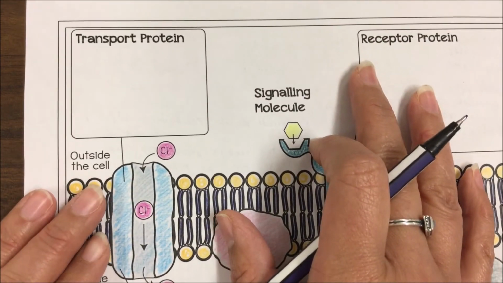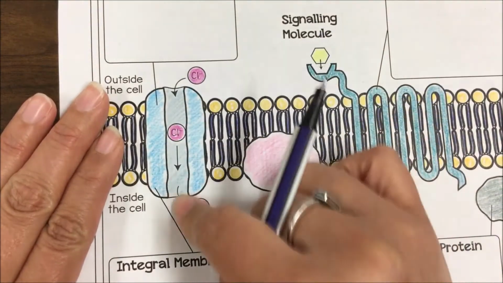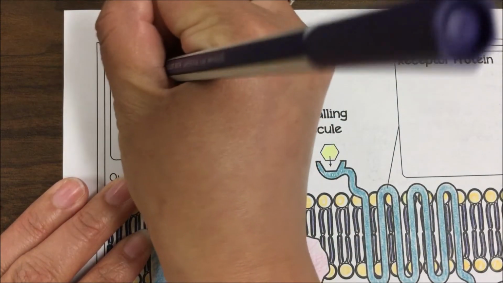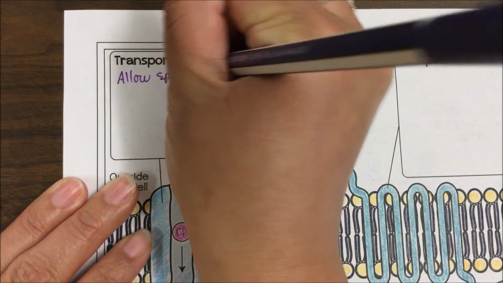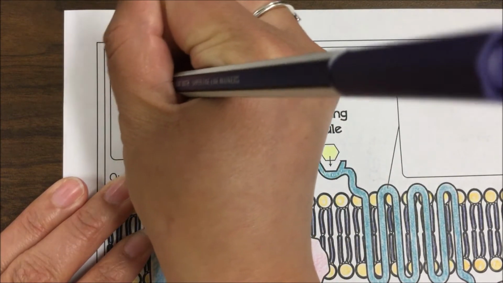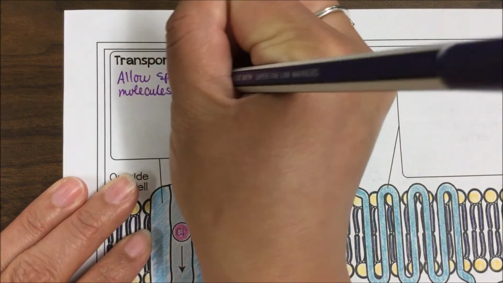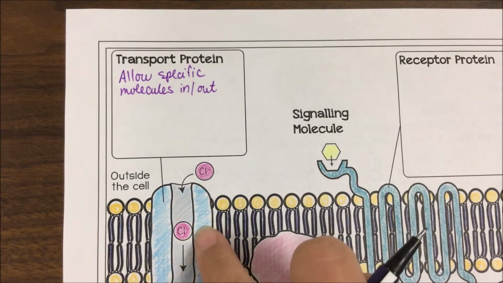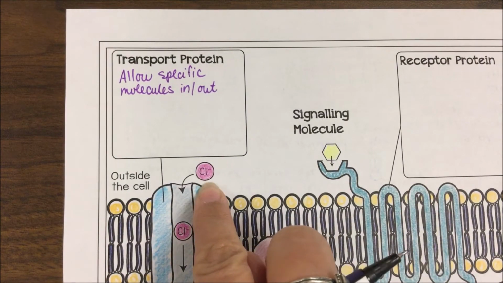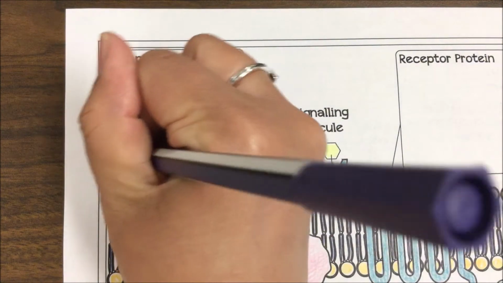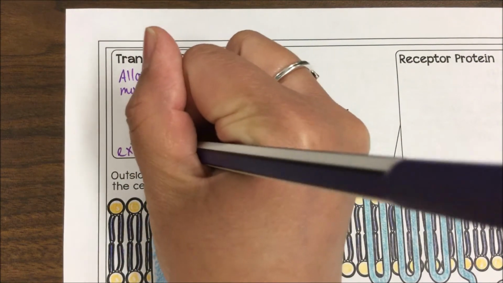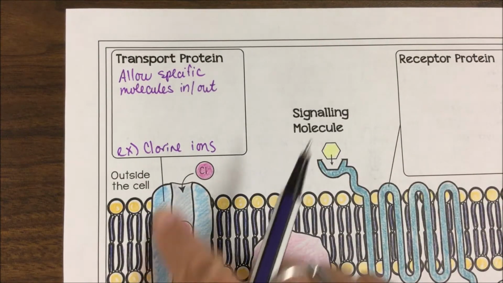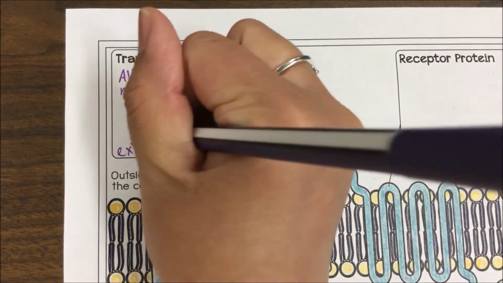So for example, our transport proteins, obviously you could see it's stuff that's going in and out. They allow specific molecules in and out. So this one, for example, is an ion channel. I can see I have these chlorine ions that are traveling through. So I'm going to put example, chlorine ions. Okay, so this one right here, like I said, is a channel protein.